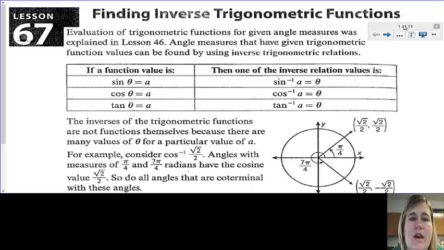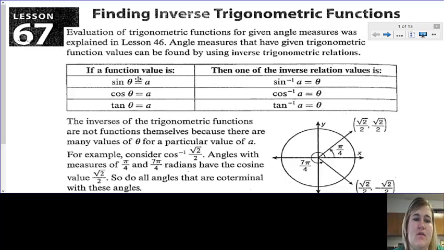Lesson 67, Finding Inverse Trigonometric Functions. Evaluation of trigonometric functions for given angle measures was explained in Lesson 46. Angle measures that have a given trigonometric function value can be found using inverse trigonometric relations.